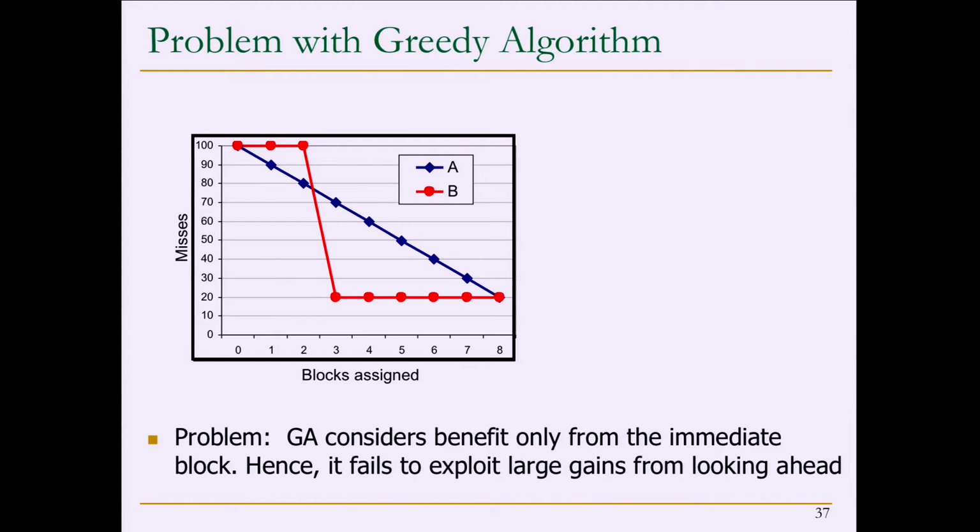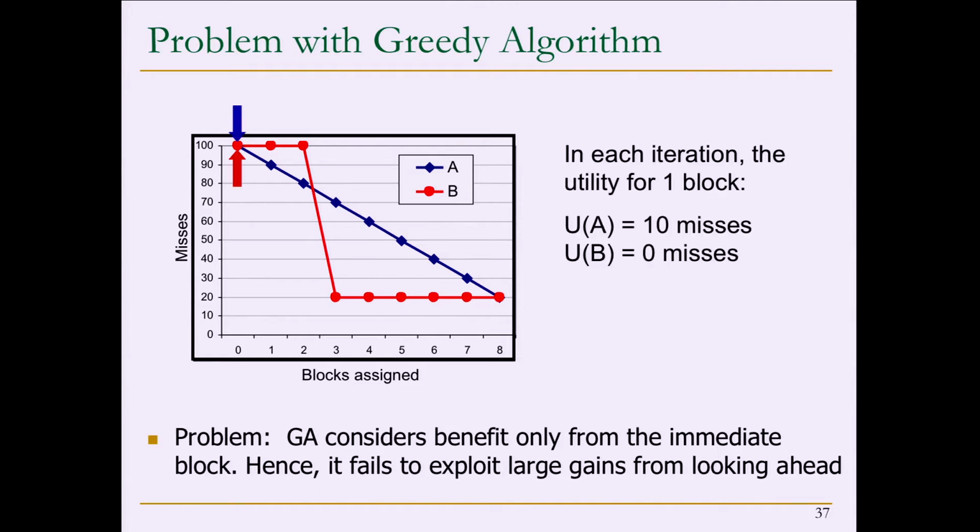So let's take a look at the problem with that. This is application A and application B. This greedy algorithm considers the benefit only from the immediate next block, one more block. Hence, it fails to exploit large gains from looking ahead. Let's take a look at that. So in each iteration of this algorithm, you look at the utility for one block. For application A, the utility of the next block is 10 misses. You get rid of 10 misses if you give it one more block. Utility for application B is just 0 misses. You don't gain any utility.